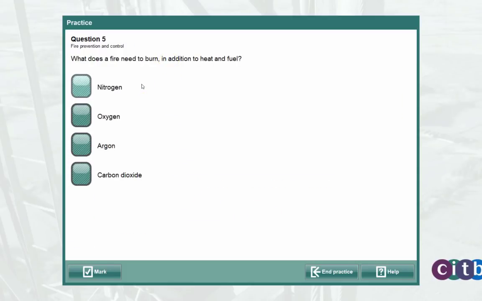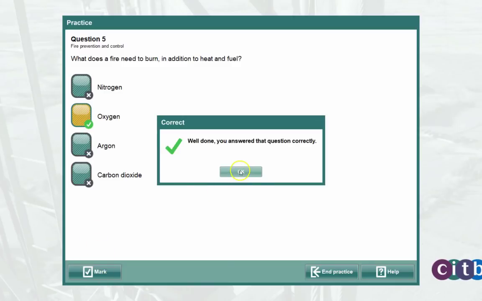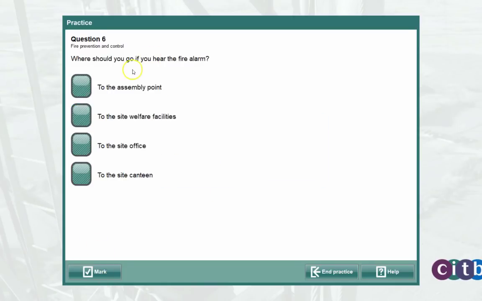What does a fire need to burn in addition to heat and fuel? Nitrogen, oxygen, argon, carbon dioxide. Where should you go if you hear the fire alarm? To the assembly point. To the site welfare facilities. To the site office. To the site canteen.